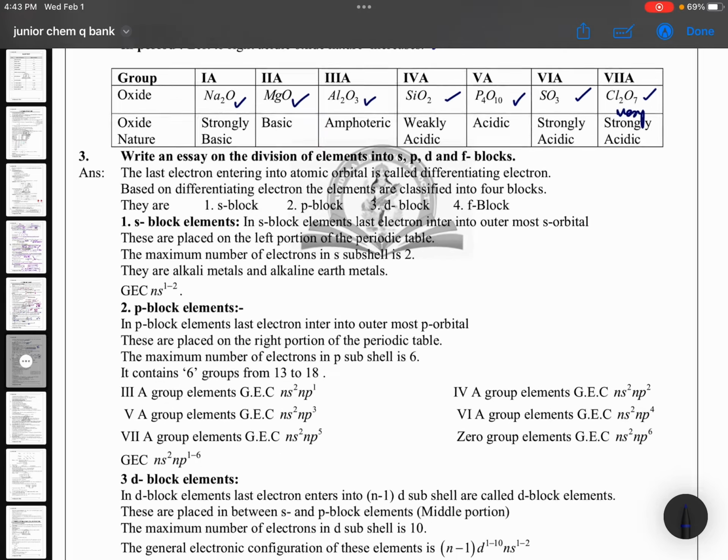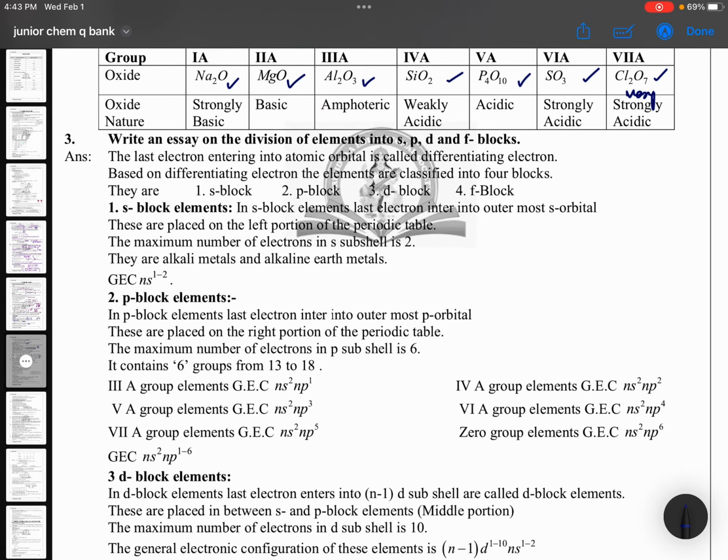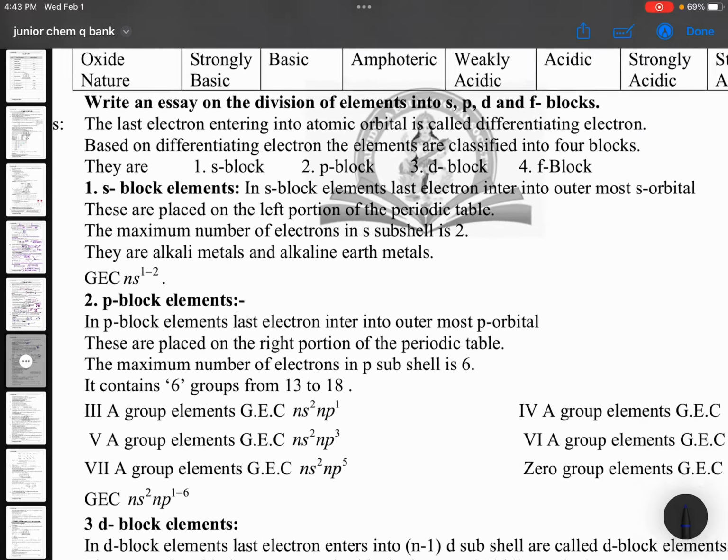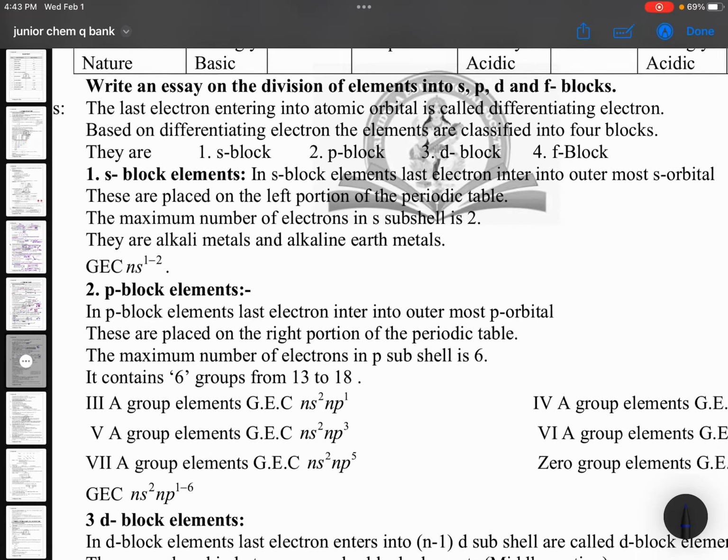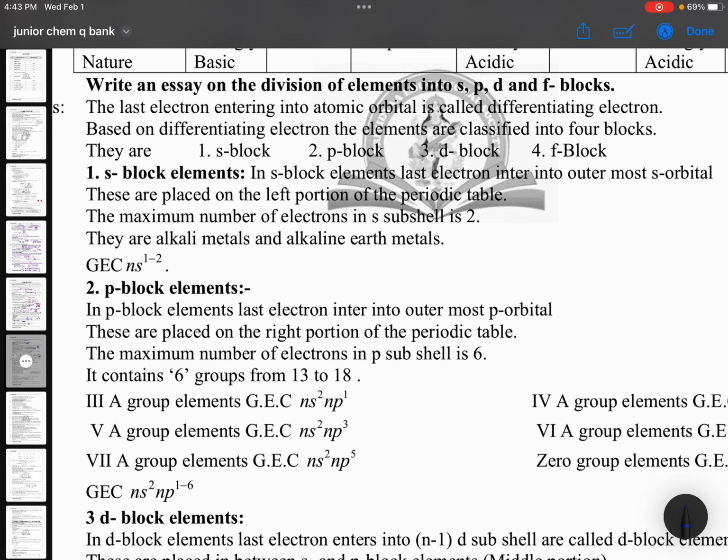One more question. Write an essay on the division of elements into s, p, d, f blocks. Now this is one regular question in Telugu states. The last electron entering an atomic orbital is called a differentiating electron. Based on the differentiating electron, the elements are classified into 4 blocks: s block, p block, d block, f block.